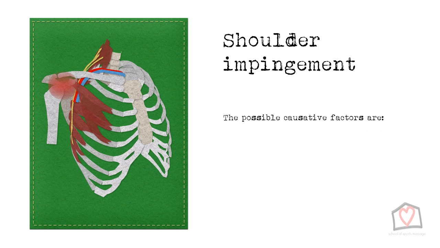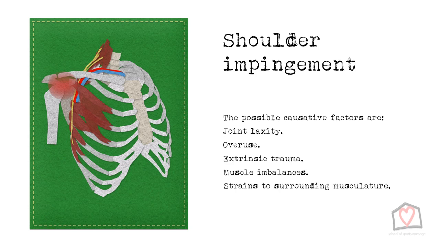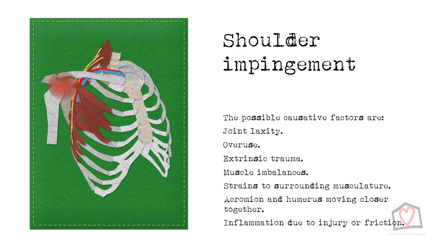The possible causative factors are joint laxity, overuse, extrinsic trauma, muscle imbalances, strains to surrounding muscle structure, and the acromion and humerus moving closer together. This could be a muscle imbalance or an injury, or the structures that pass through the space becoming inflamed, again due to injury or friction.